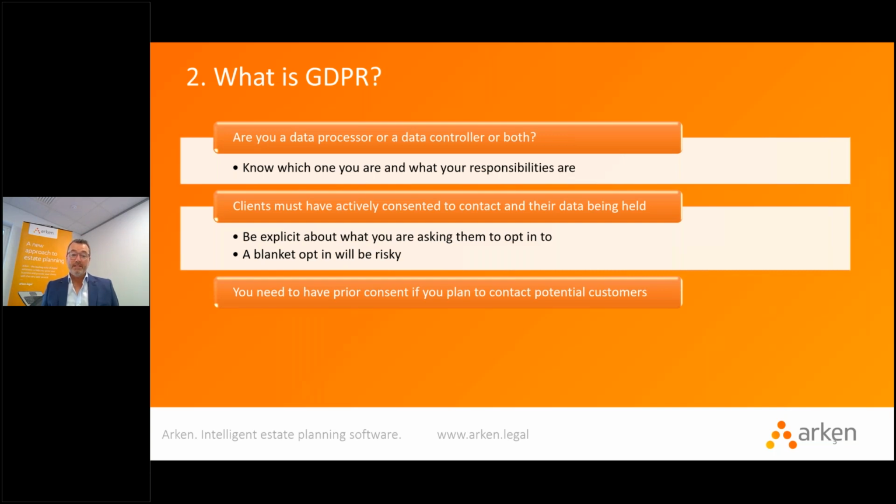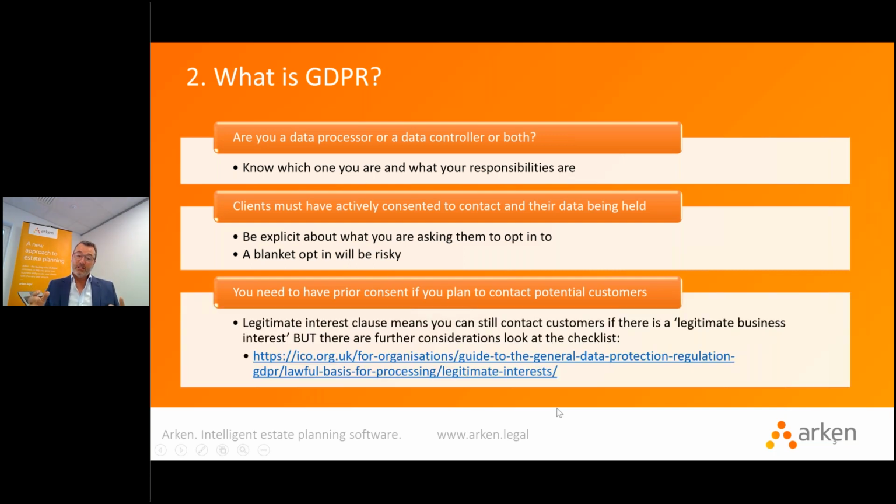Next point to take on board, you need to have prior consent if you plan to contact potential customers. But, and this is a but, the legitimate interest clause in GDPR legislation means that you can still contact customers if you do have a legitimate business interest. But look, there's a whole lot of things that you need to work your way through. And there's a great checklist on the ICO site, so take a look at that. If you've got a moment, just grab your phone, take a snapshot of that link.